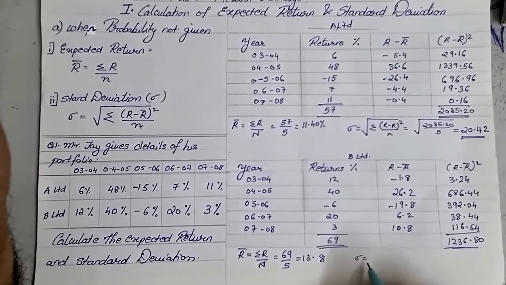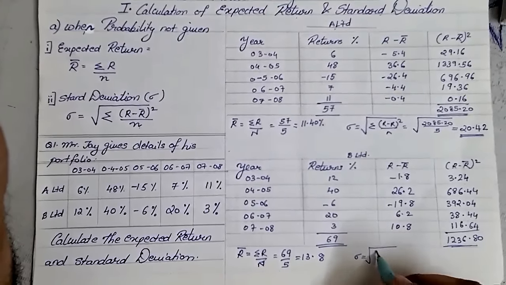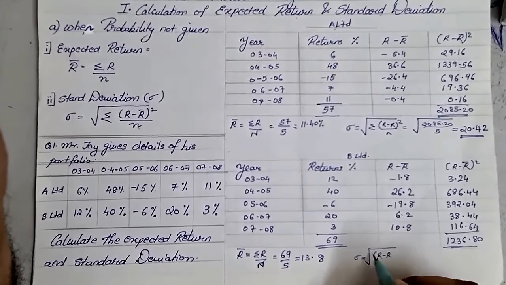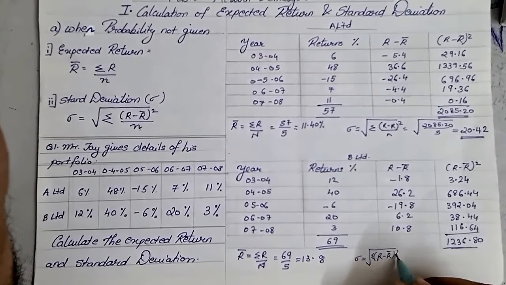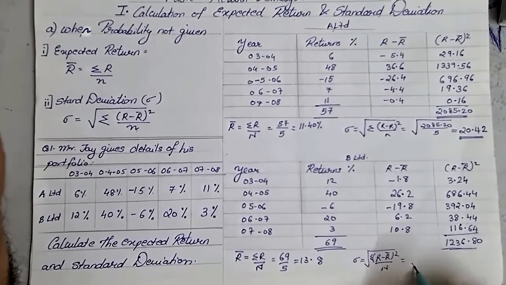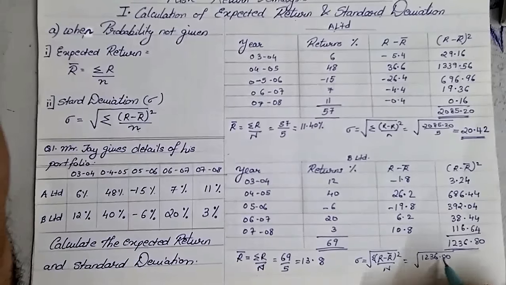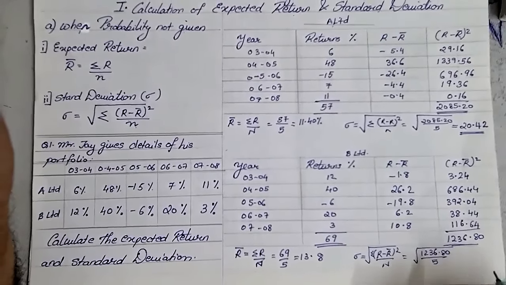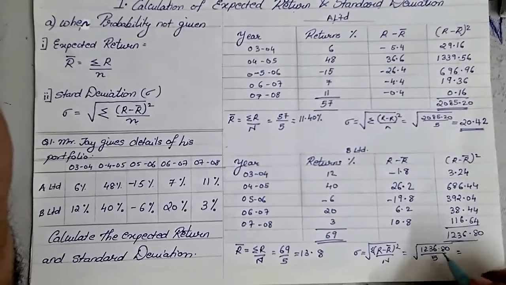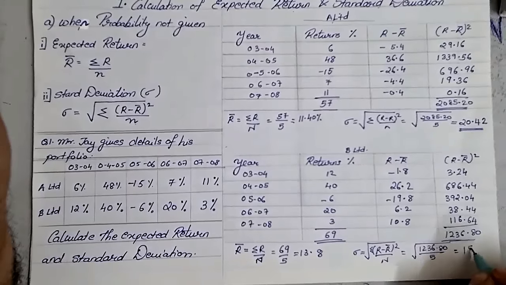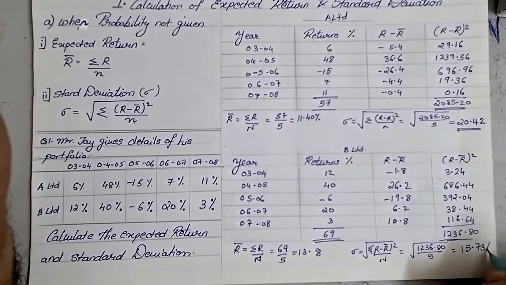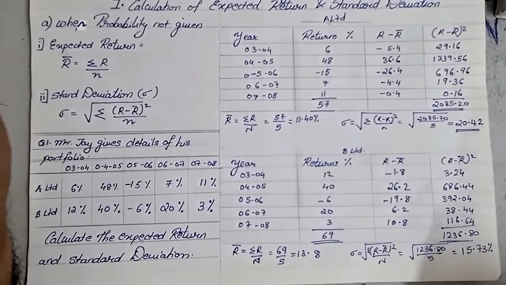So standard deviation is nothing but the square root of total of R minus R bar the whole square upon N. So it will be nothing but the square root of 1236.80 upon 5. The value of which, after dividing and pressing the square root, you should get the answer as 15.73%.